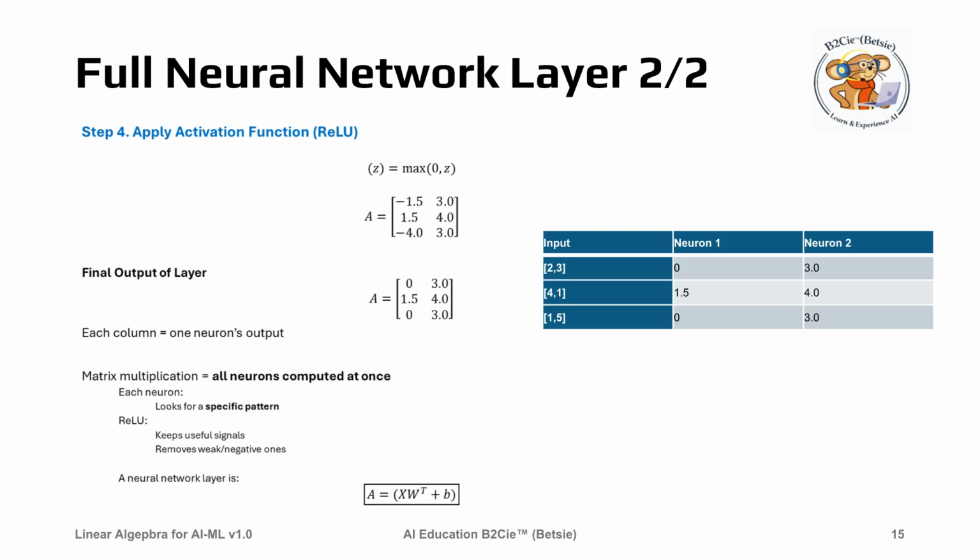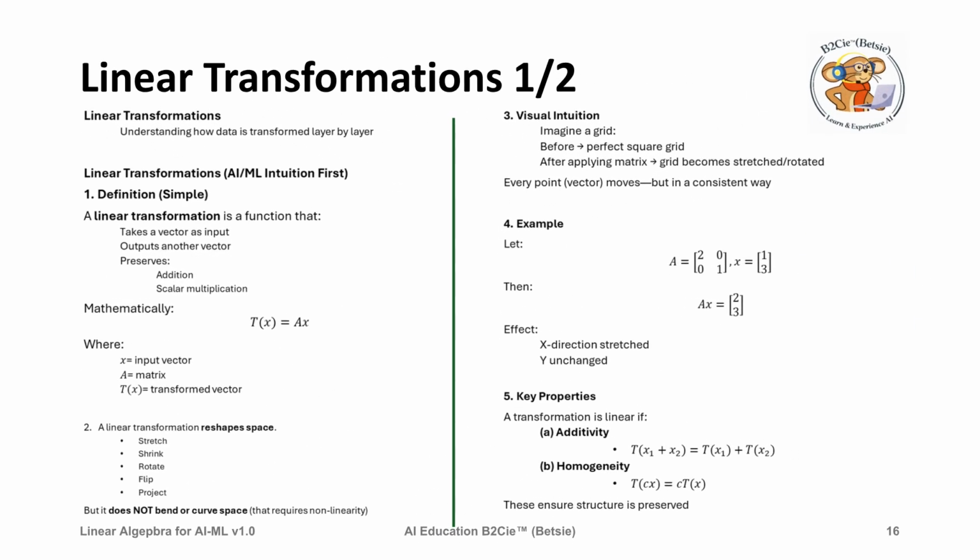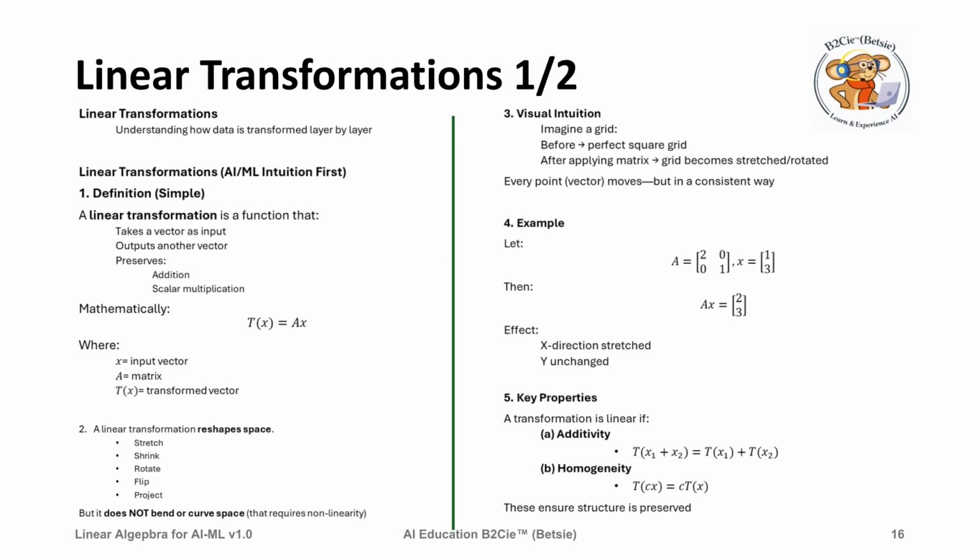The final step is applying the activation function, like ReLU, to the resulting matrix. This introduces nonlinearity, keeping useful signals while removing weak or negative ones. The final output of the layer is matrix A, computed from X times W transpose. Finally, it's not over. We still have a few slides.